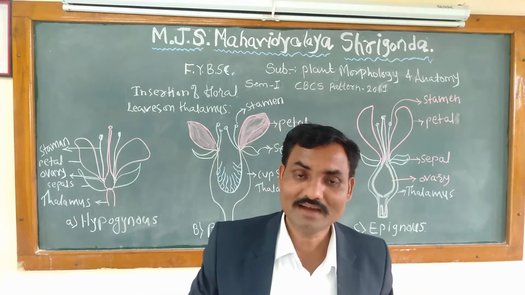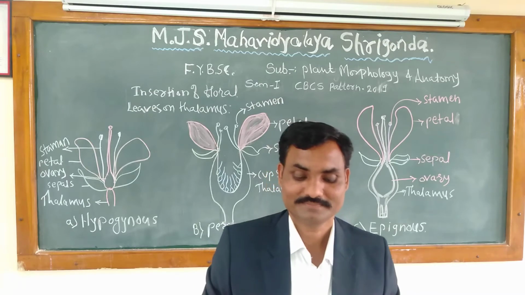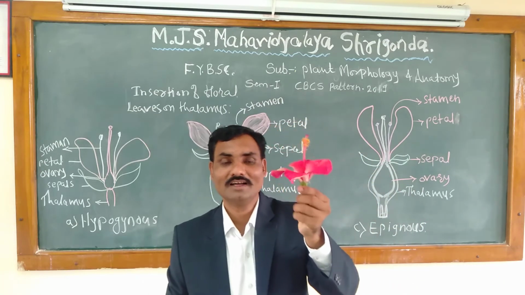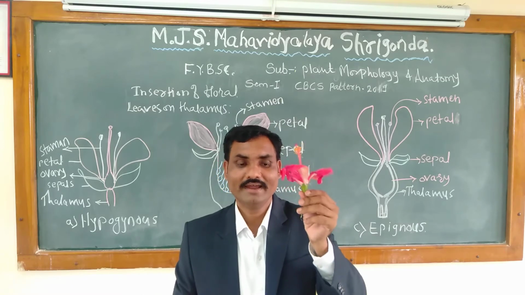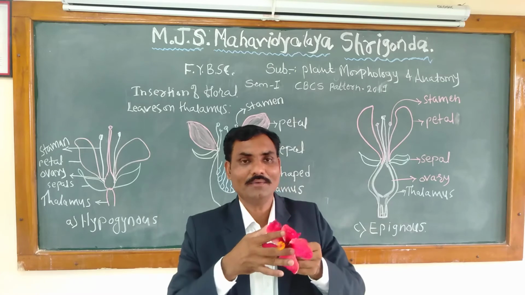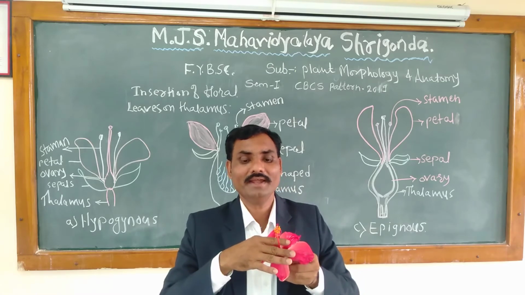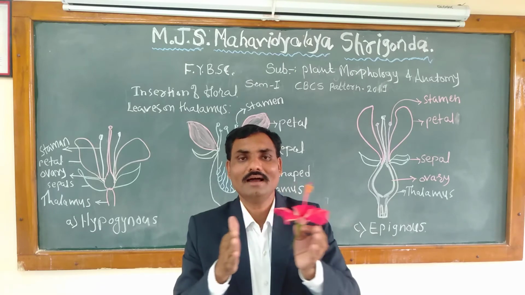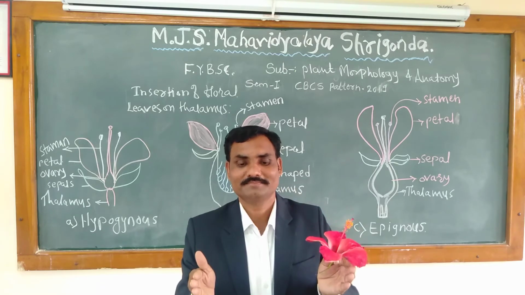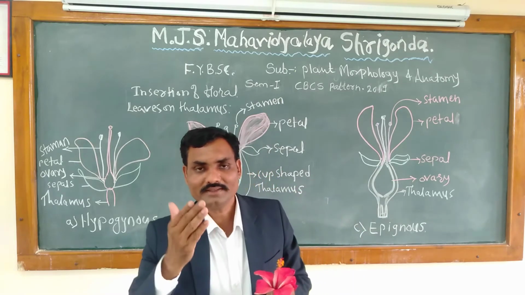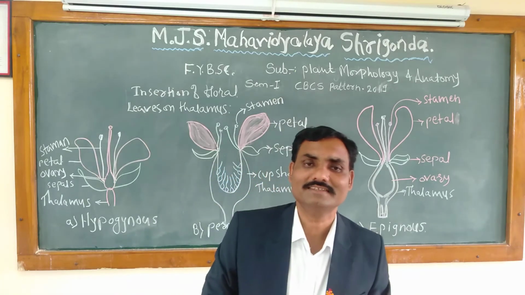Which are the different examples of this actinomorphic flower? You see, this is the flower of hibiscus. This is an actinomorphic flower. When we cut this flower in any plane, there are similar or equal halves. That is called actinomorphic. Another example is mustard.